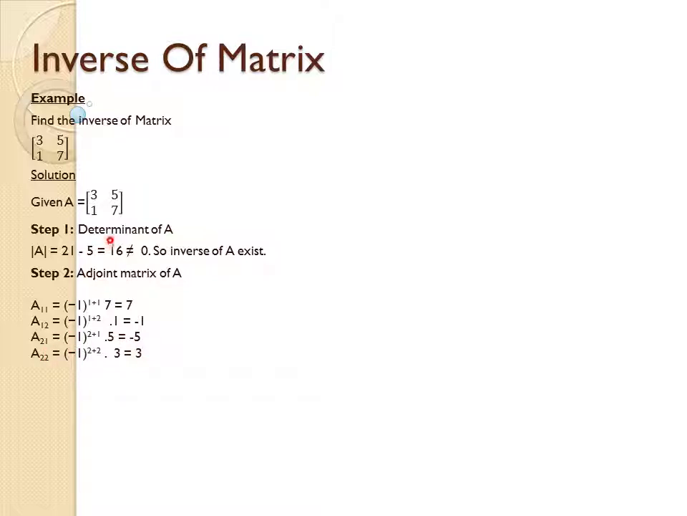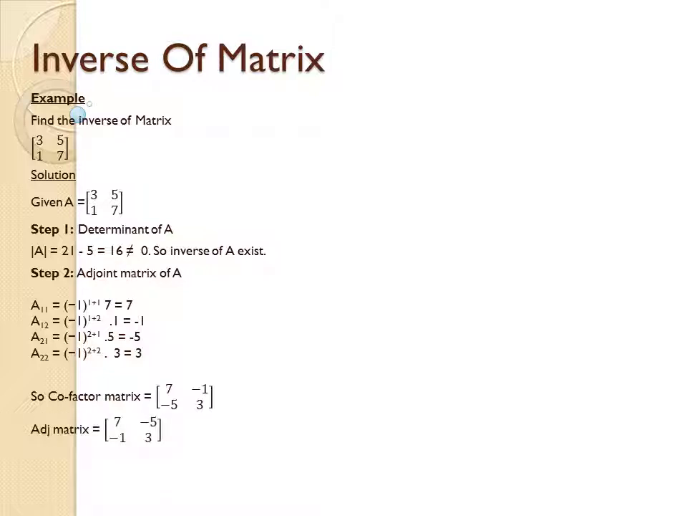Next one, A22. A22 means this one. For that, minus 1 whole to the power 2 plus 2, because i equal to 2 and j equal to 2. And then for A22, if I omit this row and this column, it becomes 3. So these are the different cofactors: 7, minus 1, minus 5 and 3. So the cofactor matrix is 7, minus 1, minus 5 and 3.